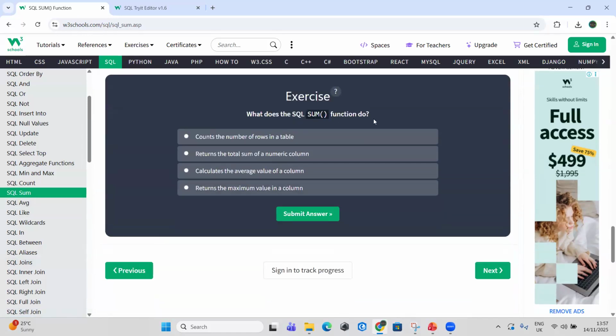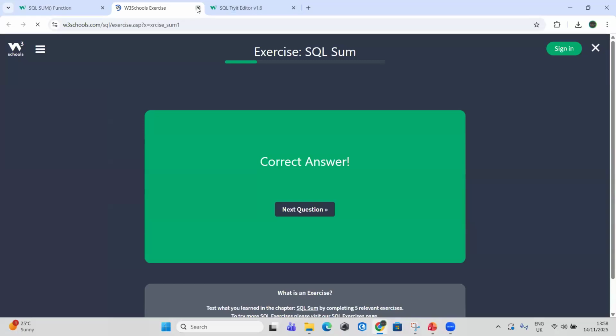What does the SQL sum function do? Count the number of rows in a table. Return the minimum, maximum. Calculate average. Yes, the first one? Calculate the average, right? No. The second one, return the total sum of a numeric column. Yes, not the first one.